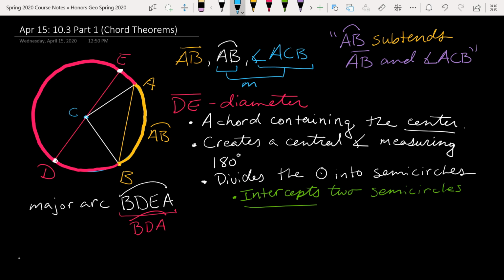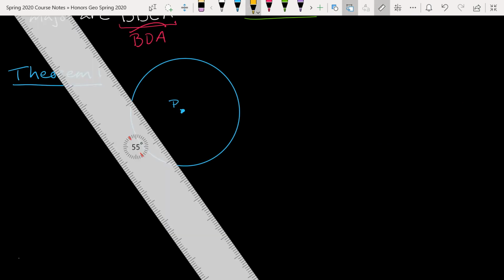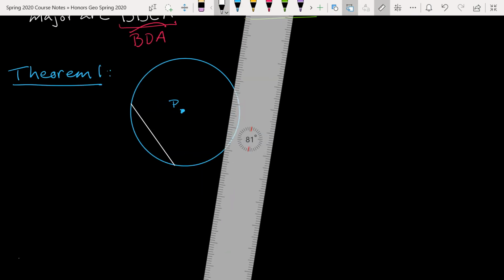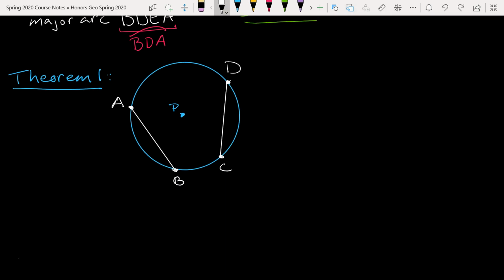We're going to take a look at three different theorems having to do with chords in circles. Let me draw them out and write out what the theorems say symbolically. The first theorem looks something like this. Let's say we have a setup like this. Circle P and two chords, AB and CD.